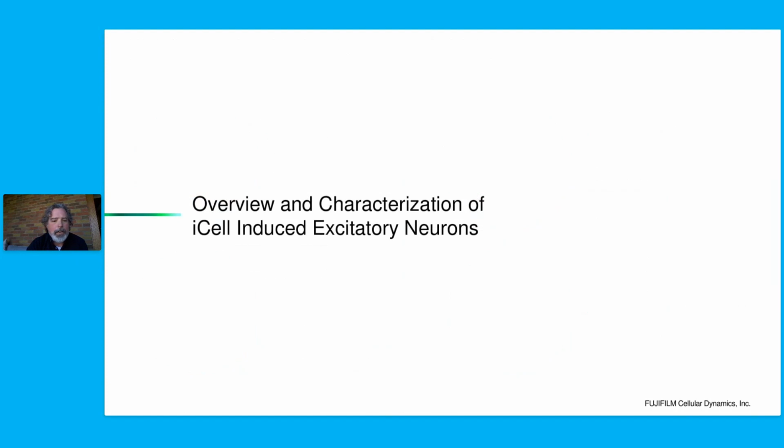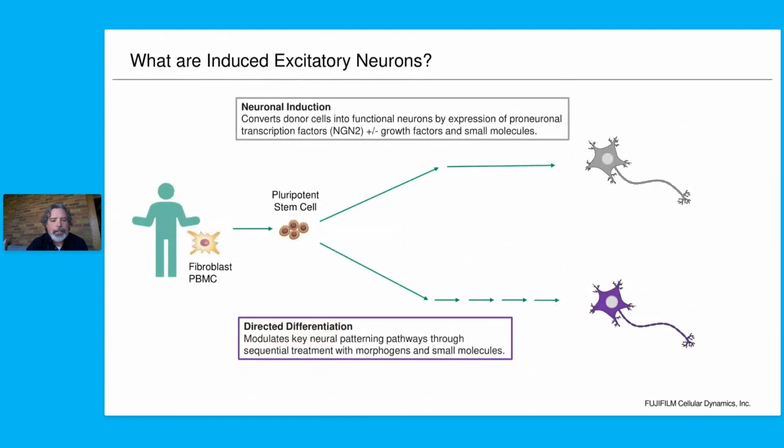All right, to get started then, I wanted to first provide a brief overview and characterization of our iCell induced excitatory neurons, and to start by really describing what I mean by induced excitatory neurons. So this really basic illustration on the slide depicts a couple different ways that you can differentiate pluripotent stem cells into a neural phenotype, or a neural cell. On the bottom here in purple, one method is using directed differentiation, which guides pluripotent stem cells through key neural patterning pathways via small molecule treatment or growth factors or other morphogens that then lead it to become a neuron of specific regionality or specific cell type.